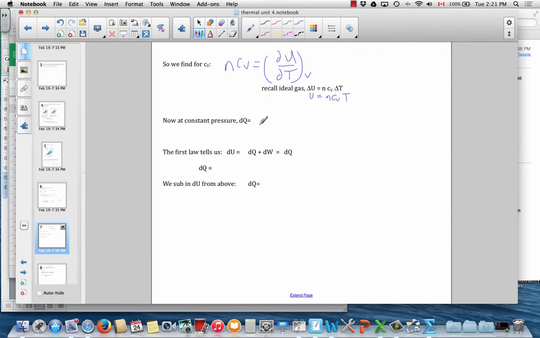Now let's deal with constant pressure. So with constant pressure, dQ is nCp dT. We again substitute into the first law.